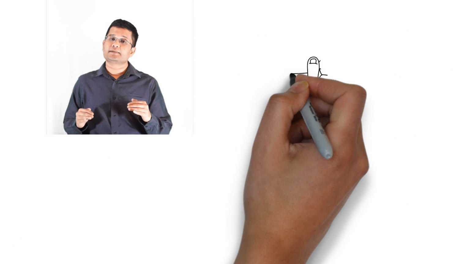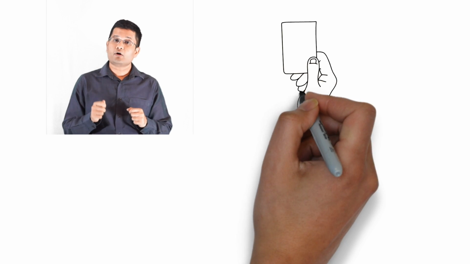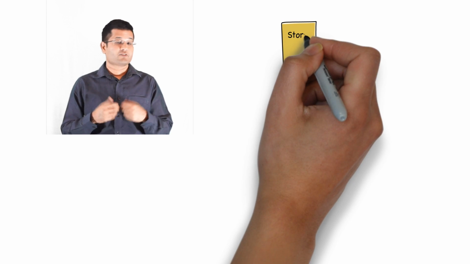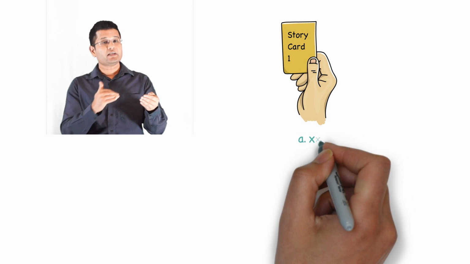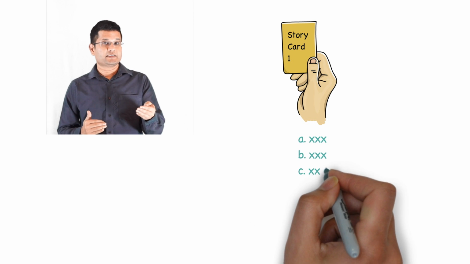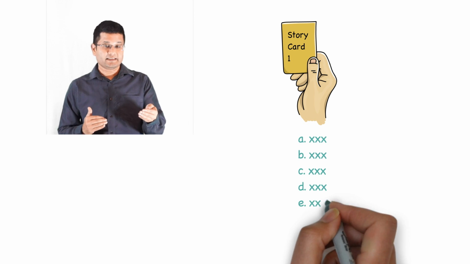Once this is done, each of the backlog items would be picked by one or more team members to analyze it further. If I'm a team member, I would pick up an item and identify all the activities that need to be done to complete that backlog item.